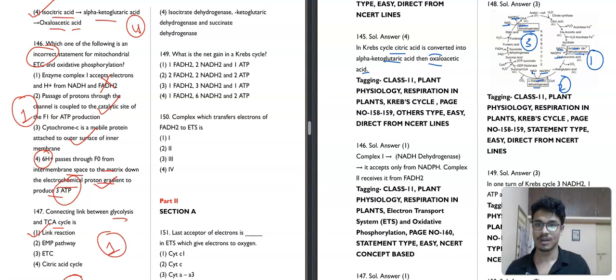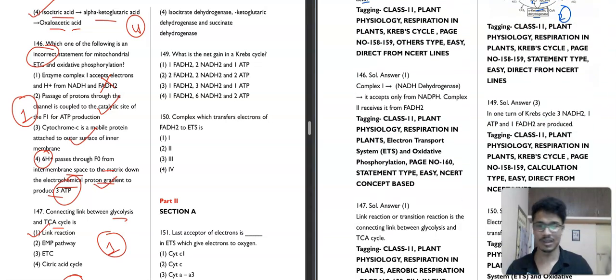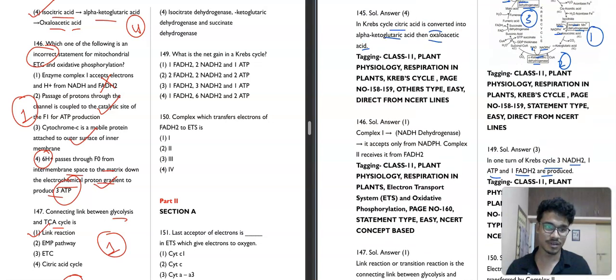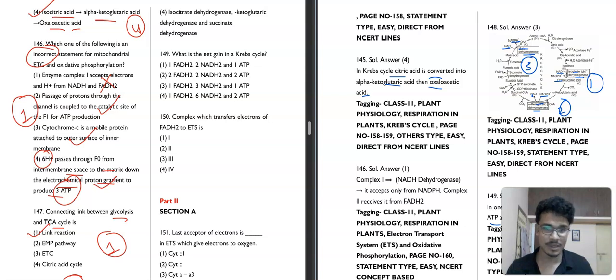Then question number 149. What is the net gain in a Krebs cycle? You know that I am not doing all the calculation here. In one turn of the Krebs cycle, 3 NADH2, 1 ATP and 1 FADH2 are produced. You can see also from here. You just see this cycle. Here you are getting 3 NADH2, 1, 2, 3. Now 1 FADH2 is here, and 1 ATP.